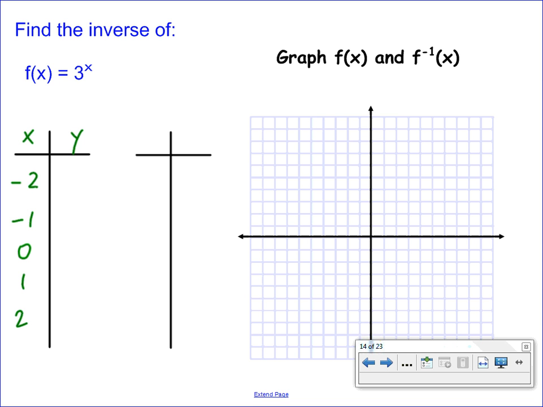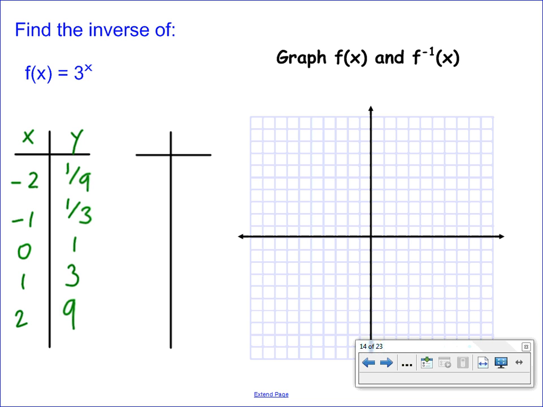So let's plug in -2 for x. 3 to the -2 is 1 over 3 to the positive 2. That's 1 over 3 squared, which is 1/9. 3 to the -1 would be 1 over 3 to the first. That would be 1/3. 3 to the 0 would be 1. 3 to the first is 3. And 3 to the second is 9.